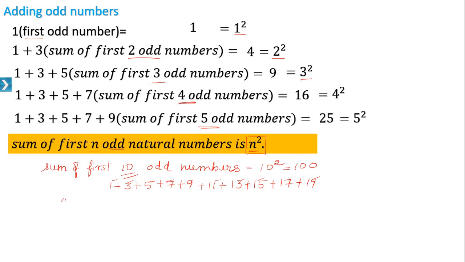And for the sum of the first 20 odd numbers, there is no need of adding the odd numbers; directly we can say the sum of the first 20 odd numbers is equal to 20 square, that is 400. These are the relationships between odd numbers and square numbers. So without adding the odd numbers, for the first n odd numbers, we can say the sum.